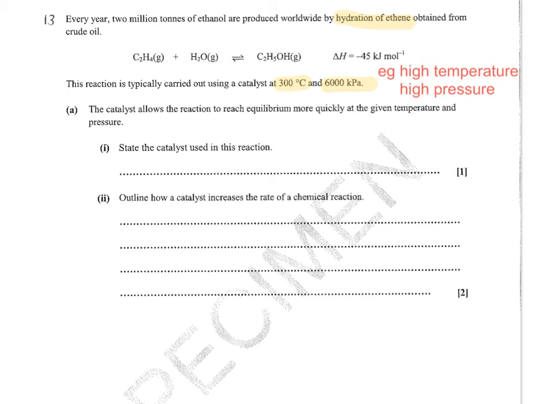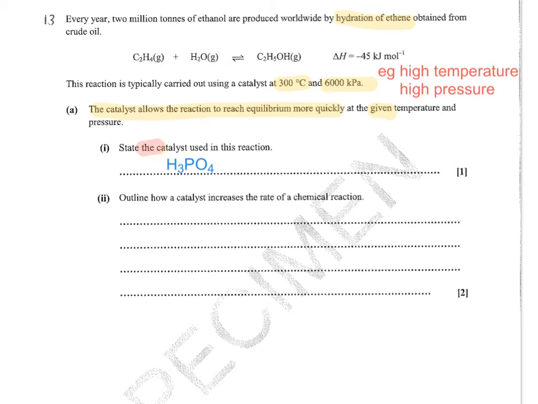So it says the catalyst allows the reaction to reach equilibrium more quickly at the given temperature and pressure. So in other words, the temperature and pressure doesn't need to be further altered to allow the catalyst to do its work. So it says state the catalyst, and it's interesting it says the catalyst. So in other words, there's only one really that's in the book that you're expected to know, and that is H3PO4.